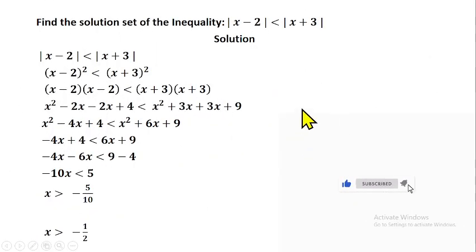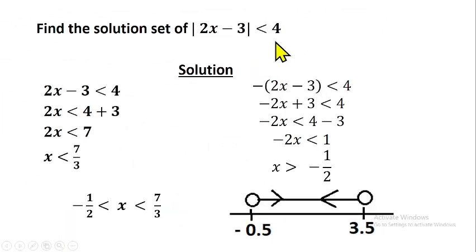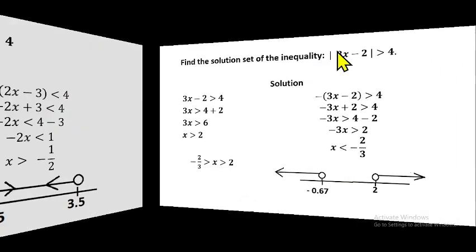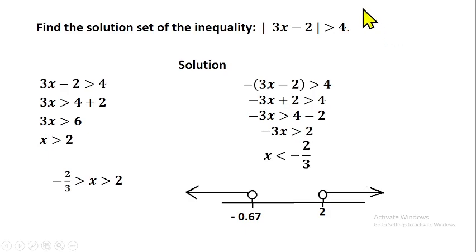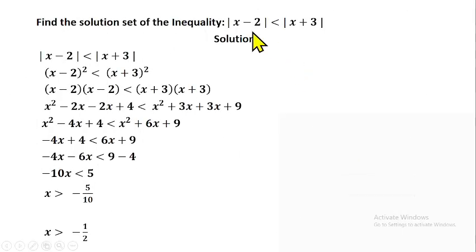Still on absolute values of inequalities. Look at this. Find the solution set of the inequalities. Absolute value of s minus 2 less than absolute value of s plus 3. Look at it. This one is quite different from this one and this one, because at the right hand side, we are not having anything like absolute value. We are just having a value. But this one, you are having two absolute values.